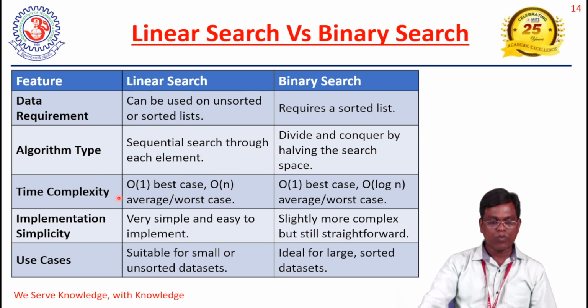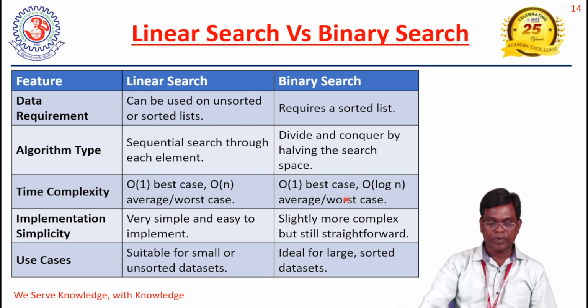And coming to the time complexity, in both linear search and binary search, it will take order of 1 as the best case. But in the linear search, for average case and worst case, it will take order of n. Whereas here, for average case and worst case, it will take only order of log n.